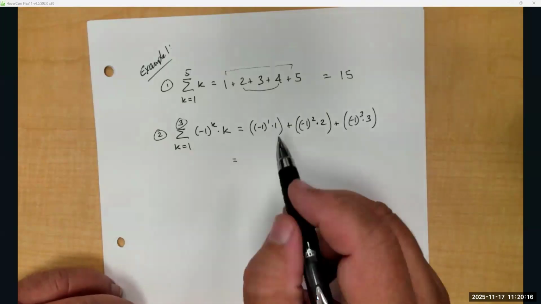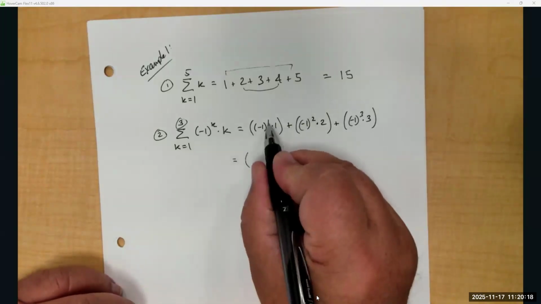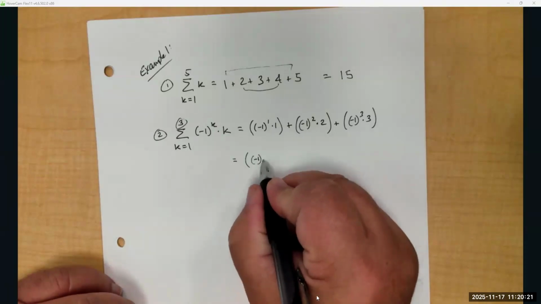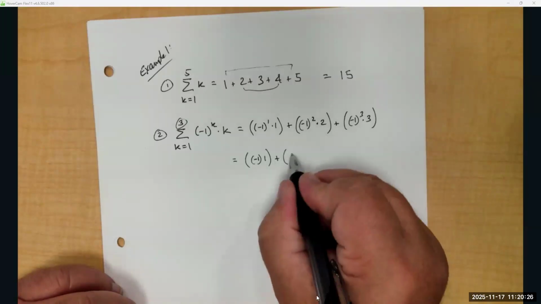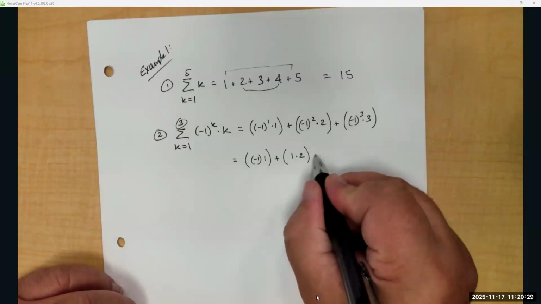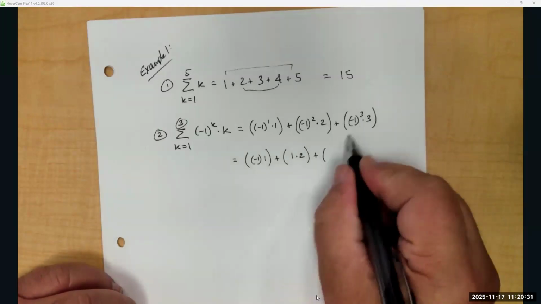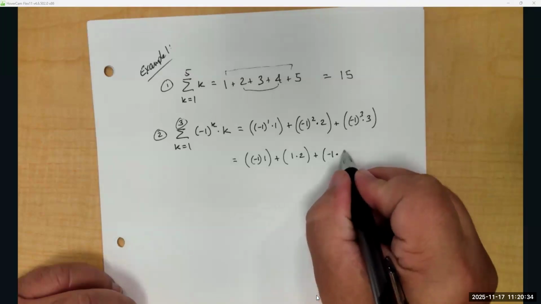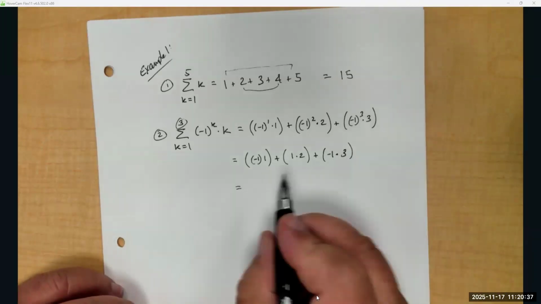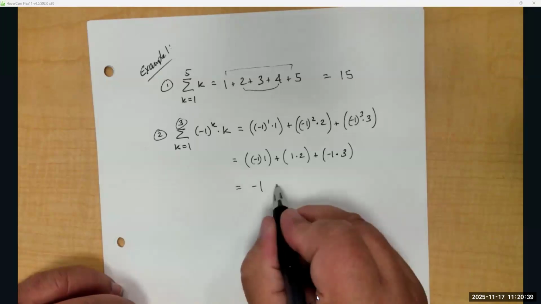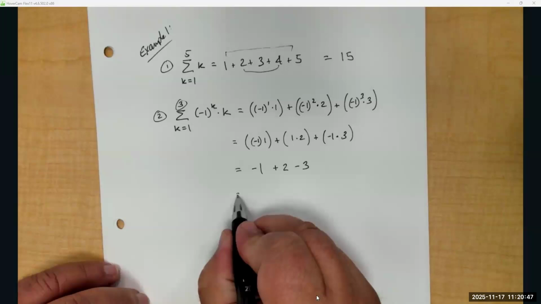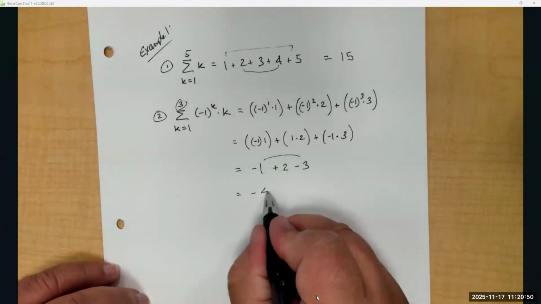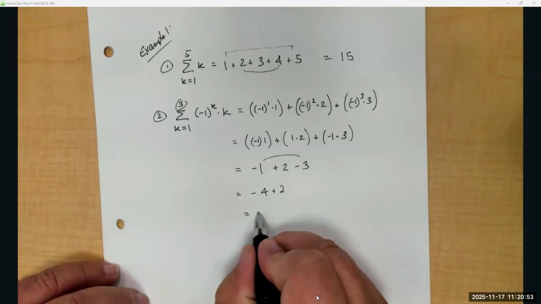And you work out each calculation separately. Negative 1 to the first power is negative 1, times 1. Negative 1 squared is 1, times 2. Negative 1 to the third power is negative 1, times 3. So it's negative 1. 1 times 2 is 2. Negative 1 times 3 is negative 3. So we have negative 4 plus 2 is negative 2.